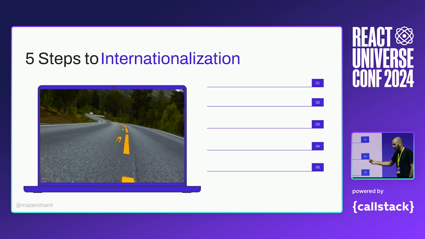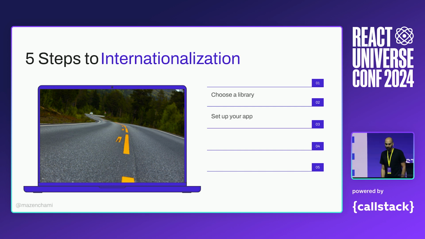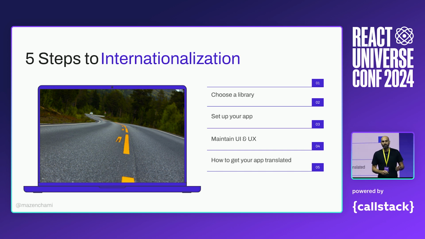So here are some simple 5 steps. This is a big topic. There's multiple ways to look at it that would help you internationalize your app. We need to, first of all, choose our library of choice. We need to set up our app. We need to maintain our UI and UX. There's some subtle differences that we need to take into account. We also need to get our app translated, and we need to release it to the global audience.